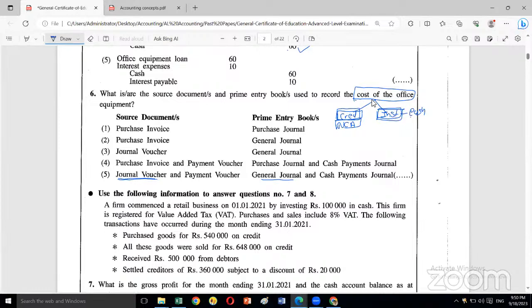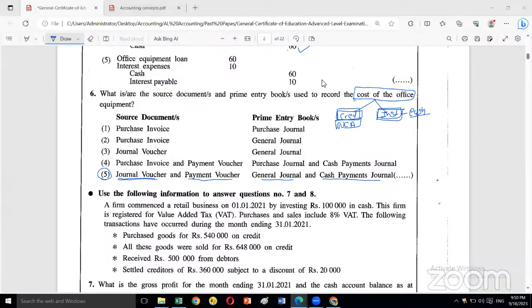That one I paid by cash. When I am paying by cash, where should I record? Cash payment journal. Cash payment journal means what is the source document? Payment voucher. So the answer is the fifth one, it is the correct answer.